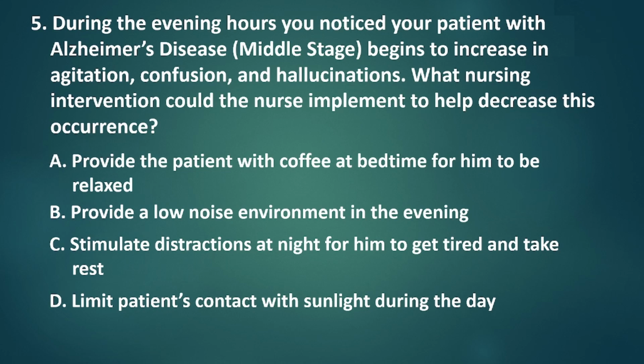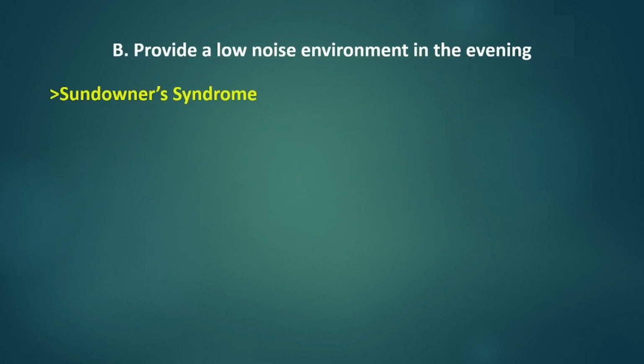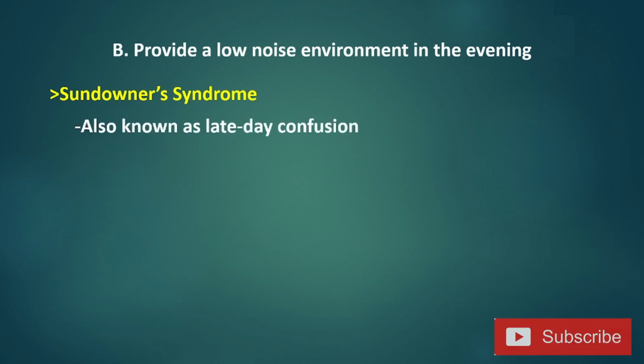The correct answer is letter B. Provide a low-noise environment in the evening. The scenario described is called sundowner syndrome. This is also known as late-day confusion. One possibility is that Alzheimer's-related brain changes can affect a person's biological clock, leading to confused sleep-wake cycles.